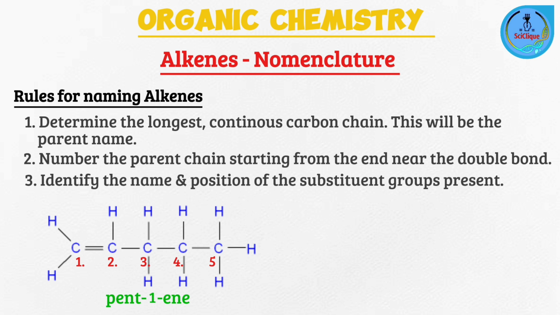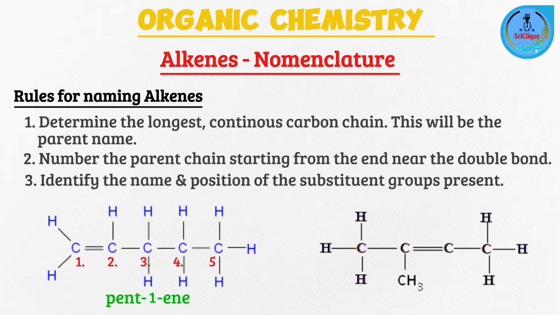Okay, let's make it more challenging for us. How about that? So we have this structure. Rule number 1, identify the longest continuous carbon chain. That is it. How many carbon atoms do we have? 1, 2, 3, 4. We have 4 and the parent name is but. So but-ene. So let's locate the position of the double bond by naming the carbon atoms.